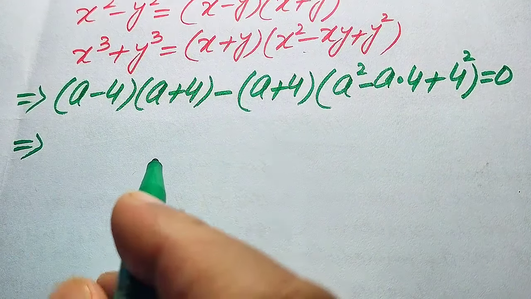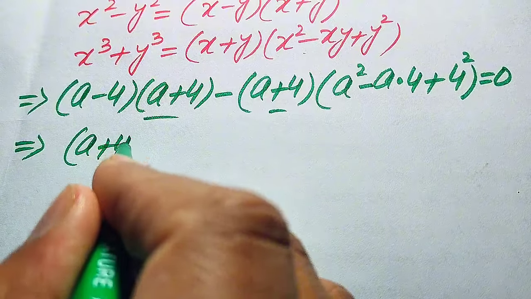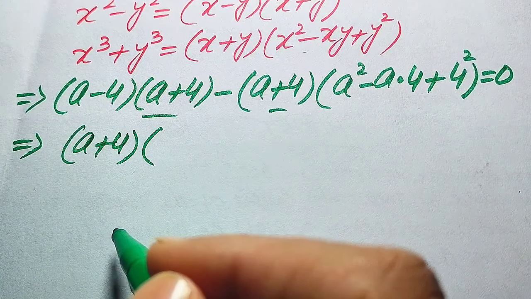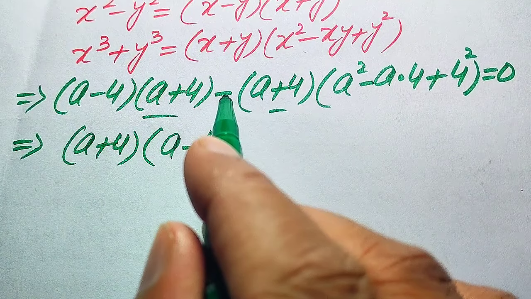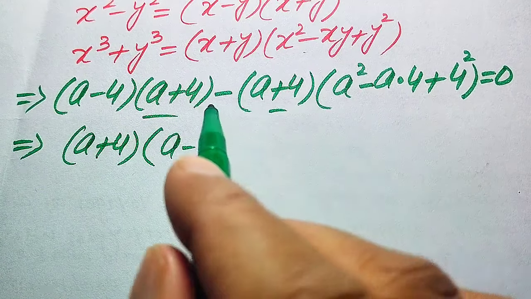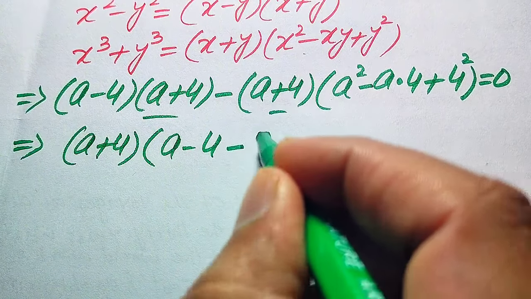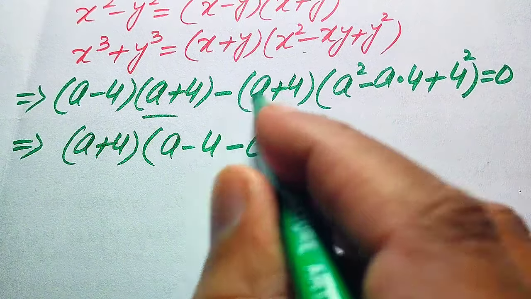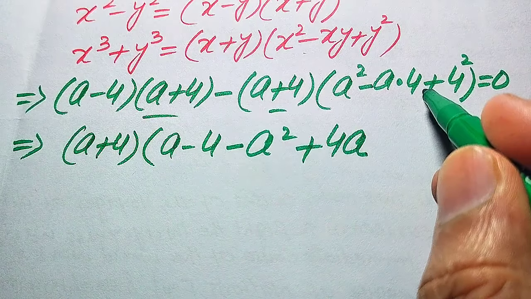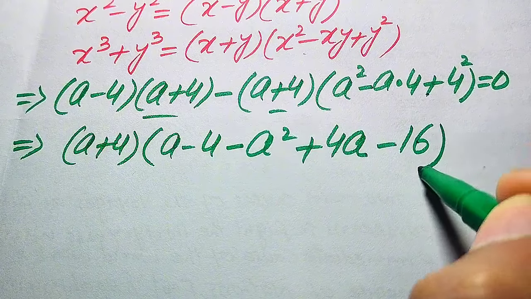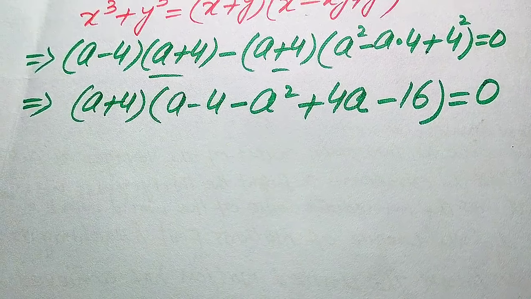And further in the next step, we need to take common a plus 4, which lies in both of these two terms. After taking common a plus 4, the remaining values are a minus 4 from here, and minus times of this number from here. So we multiply this negative sign on each of these values, and it will be written as minus a square, minus times minus becomes plus 4a, minus times plus becomes minus 16, and this whole equation equals 0.